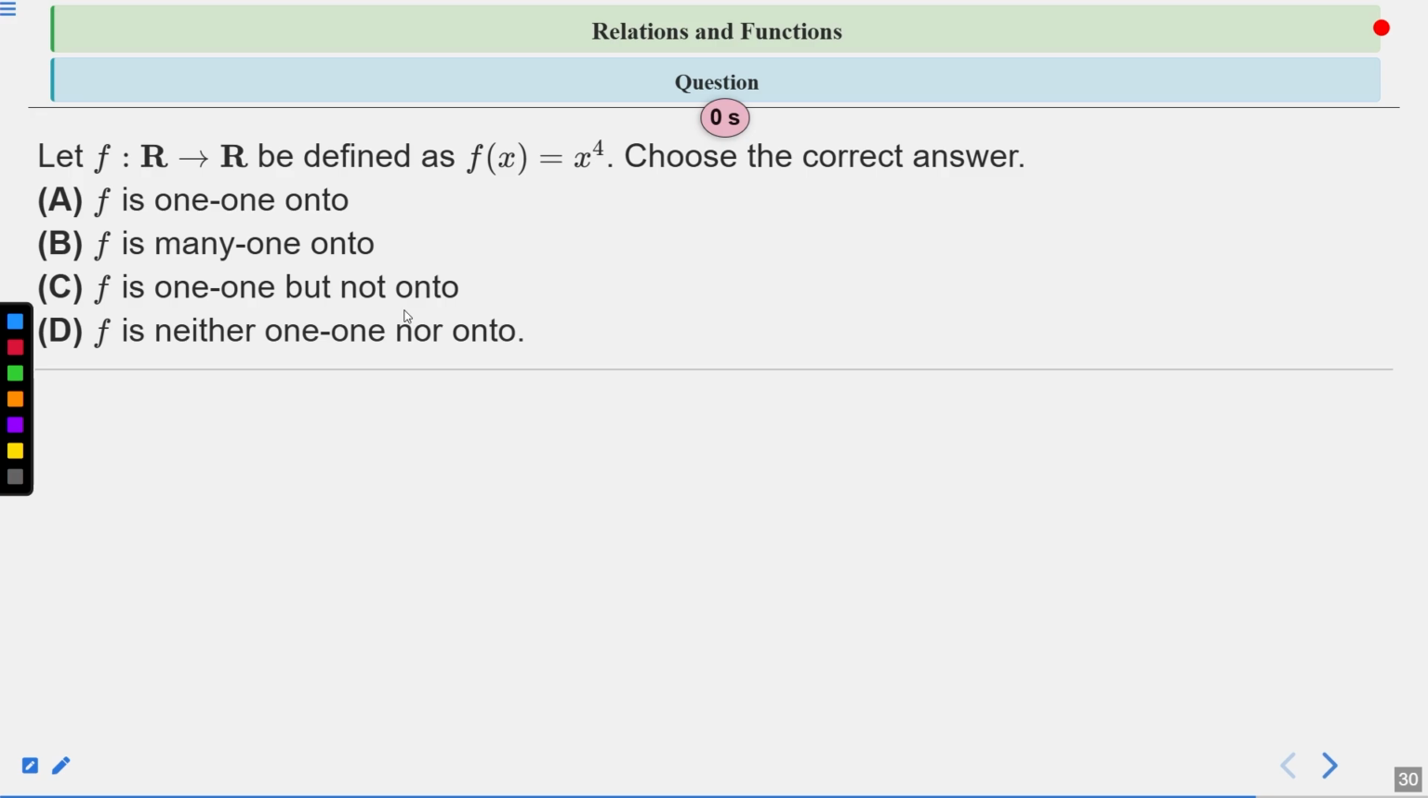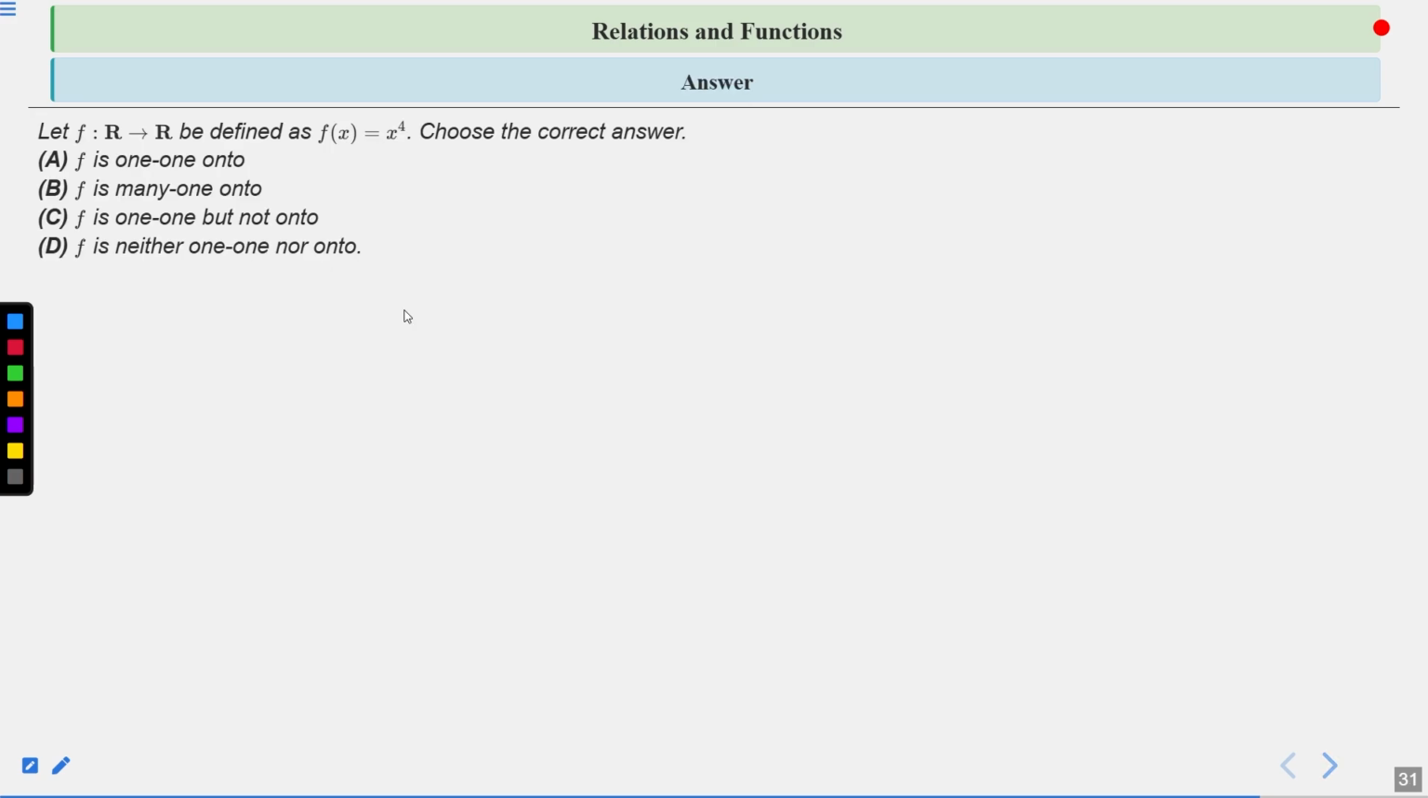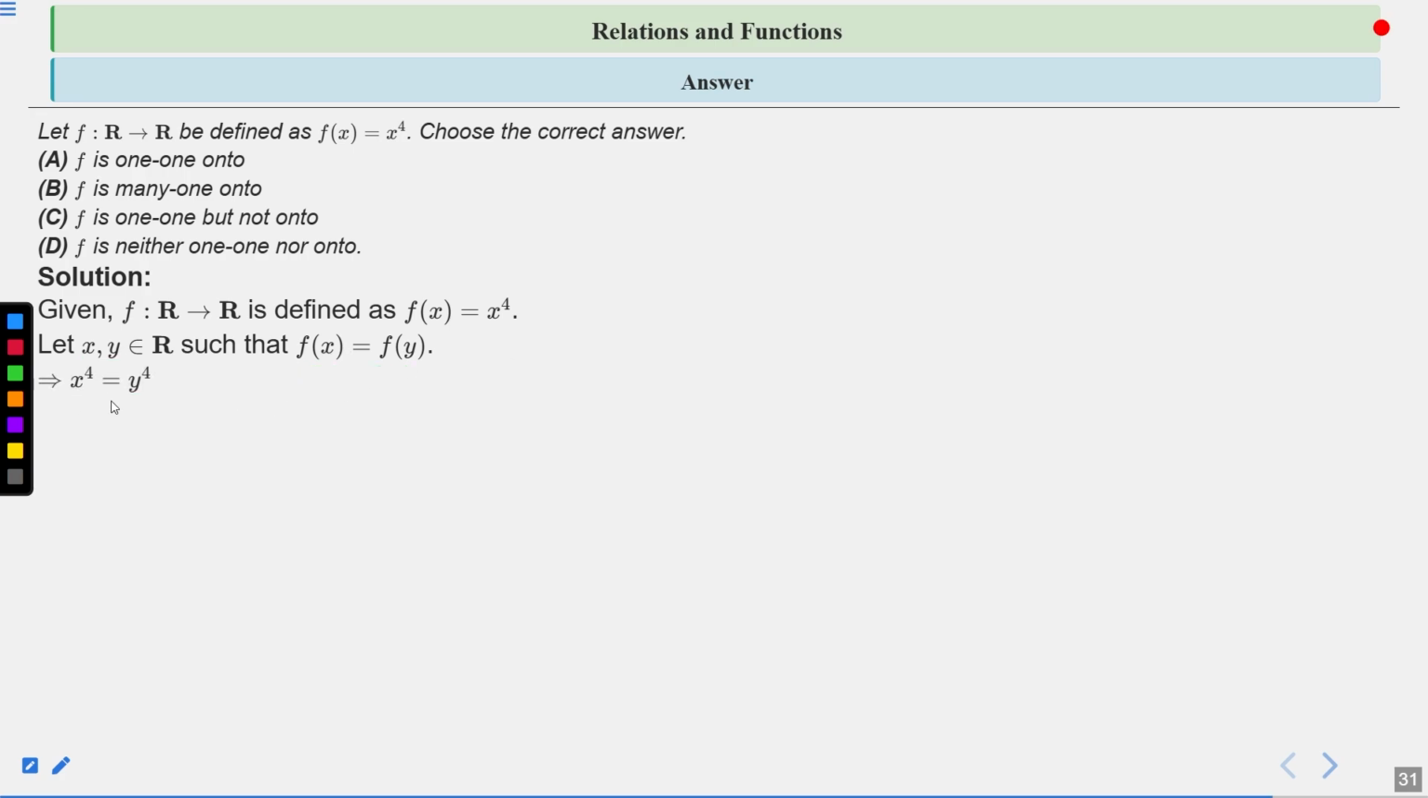The time is up. So in this question, we just have to choose the correct option. f defined from R to R, f(x) equals x raised to power 4. Solution: f from R to R is defined as f(x) equals x raised to power 4. Taking x, y from the domain set and setting f(x) equals f(y), we have x raised to power 4 equals y raised to power 4. From this condition, we have x equals plus or minus y.